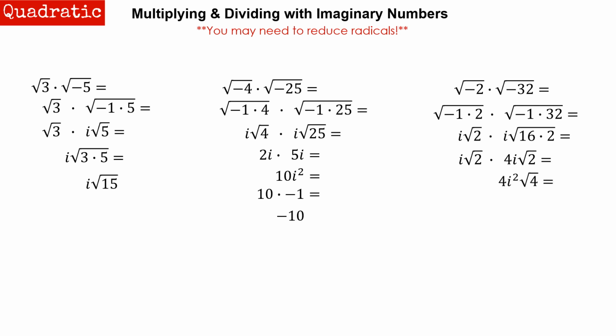So i times 4i is 4i squared. The square root of 2 times the square root of 2 is the square root of 4. Well, the square root of 4 is 2, and i squared is negative 1. So 4 times negative 1 times 2 is negative 8. So our answer is negative 8.